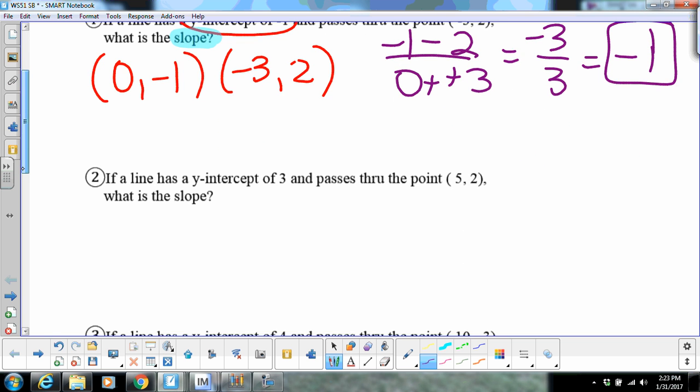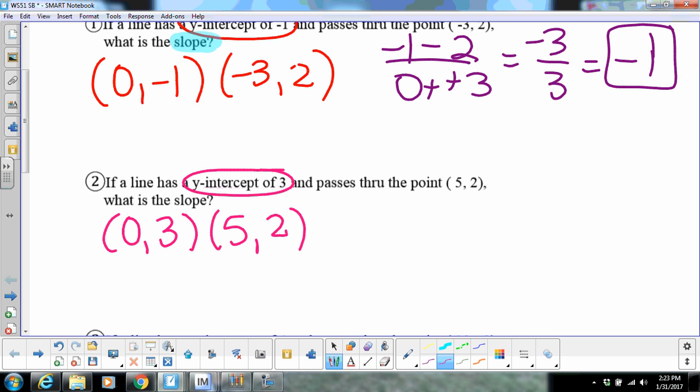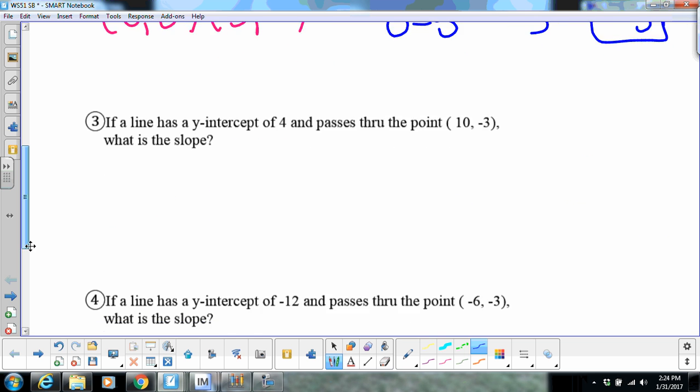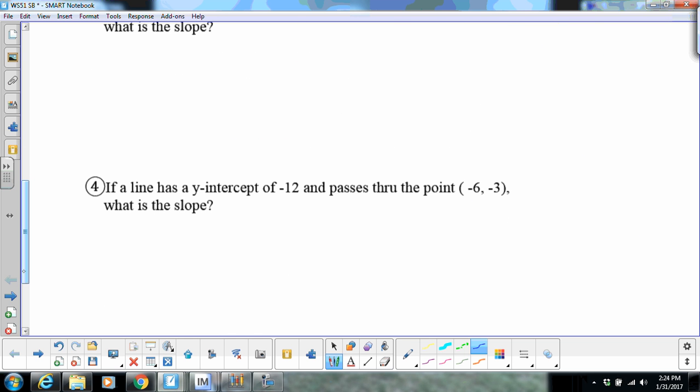I'll do problem number 2 with you as well. Same thing. It has a y-intercept of 3, so that's the point (0, 3) through the point (5, 2). So we're going to say y minus y over x minus x, which gives me 1 over -5, or -1/5 as your slope. Then you can continue to do problem number 3 and problem number 4, same exact way.